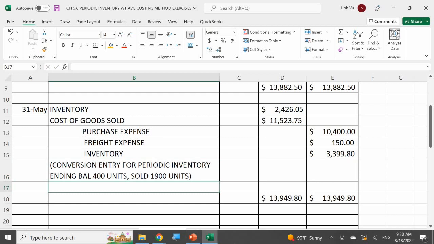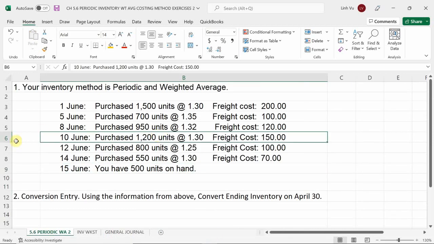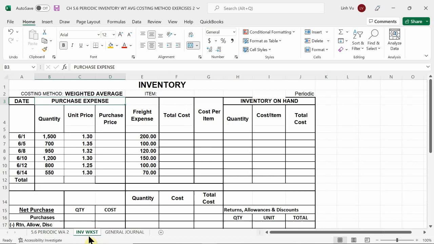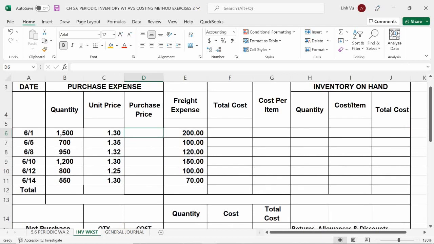So let's see, we have time to do the second exercise. Let's go ahead and do the second exercise. Okay, so here's your scenario. I went ahead and plugged it in for you automatically. All we're doing here is practicing calculating the purchase price and the total cost. In this case, there are slightly different numbers than what we had previously. On June 1st, I have 1,500 units at $1.30. So what would be my purchase price here?